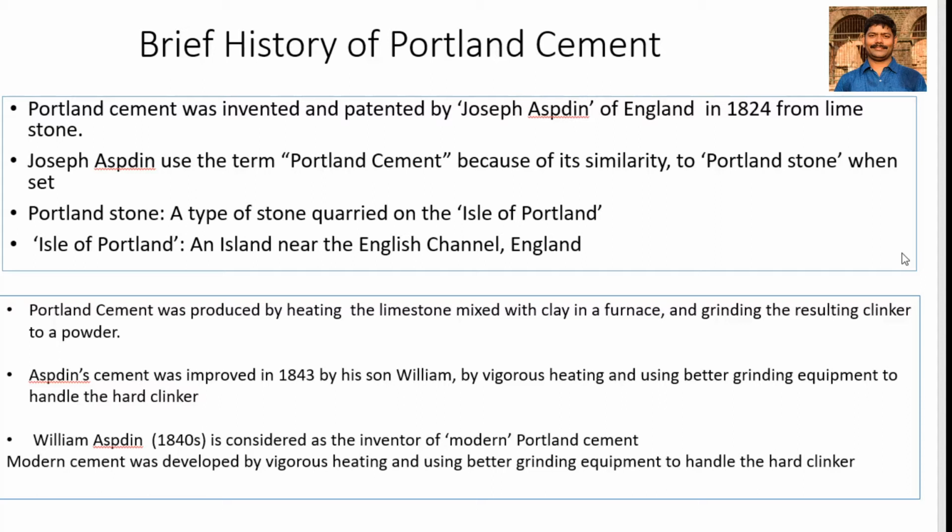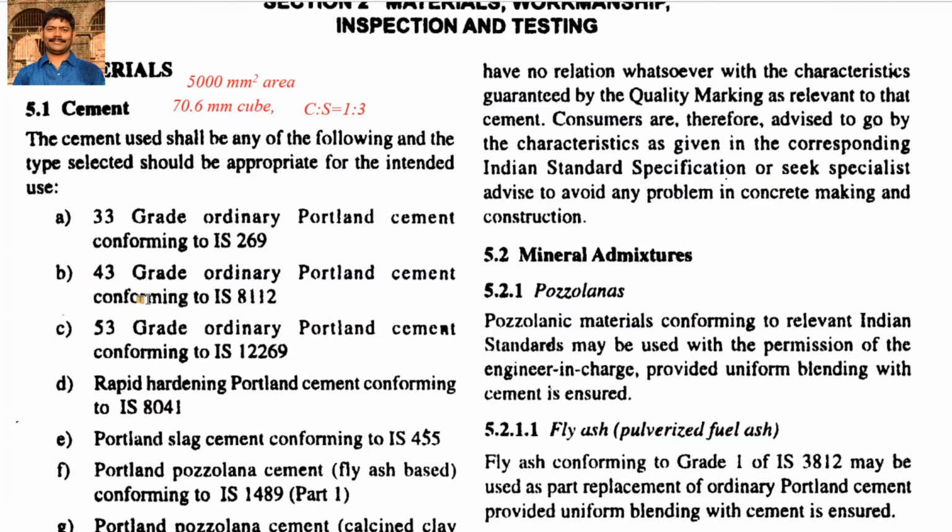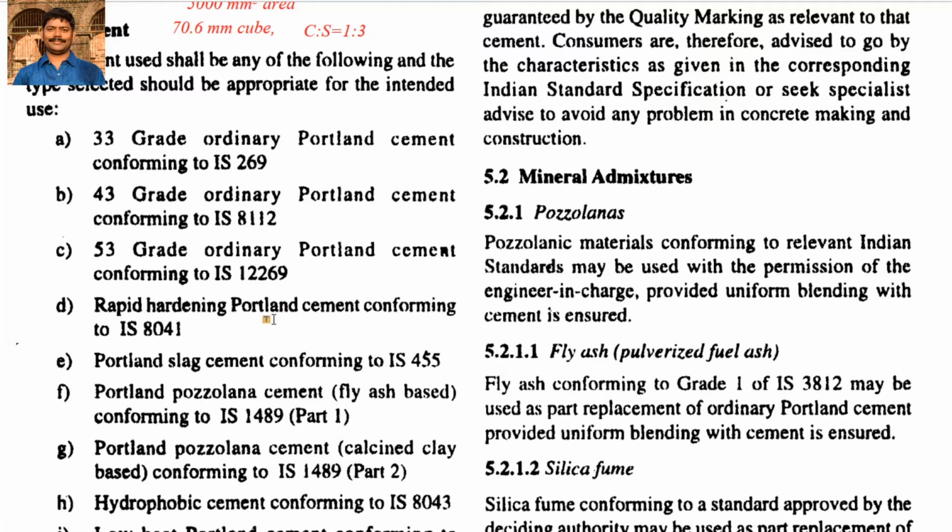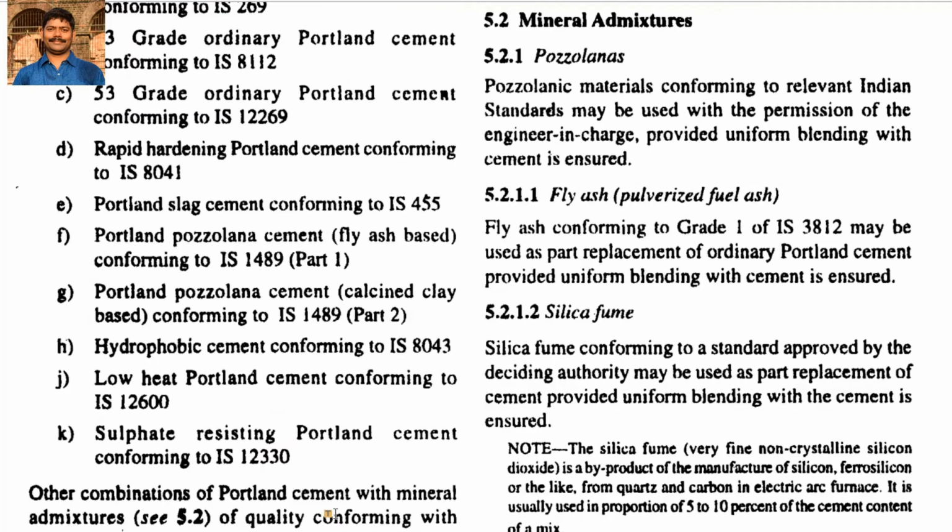So the term Portland is from near the English Channel of England, and Joseph Aspdin first used the term Portland cement. From there the name Portland cement came. These three grades are based on the compressive strength of the cement. Thereafter, it also includes rapid hardening cement, Portland slag cement, Portland pozzolana cement, and low heat cement, sulfate resistant cement.